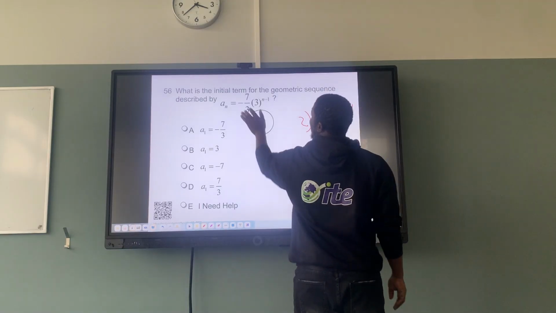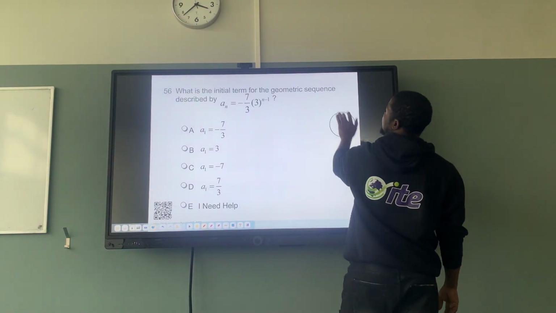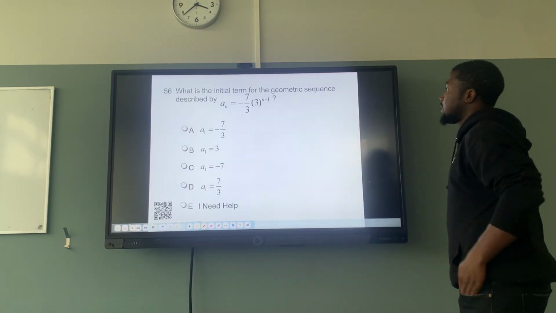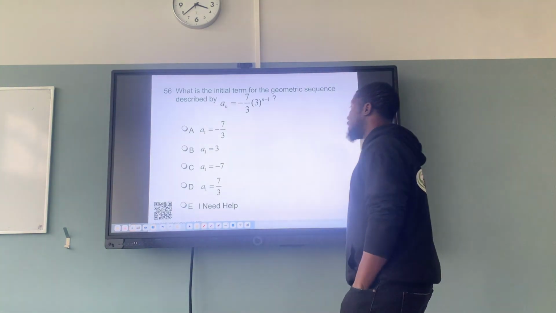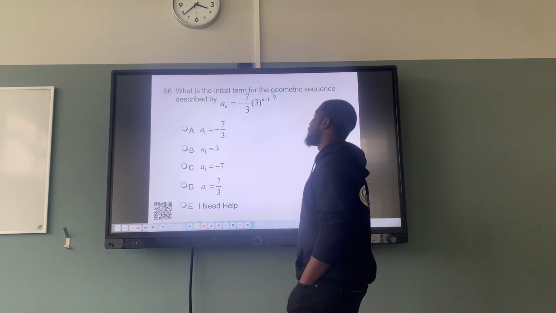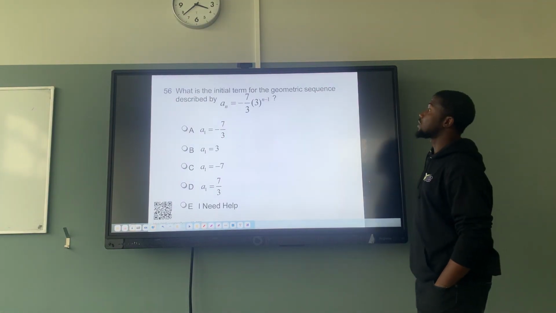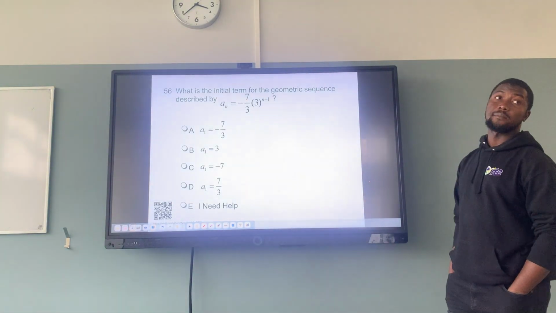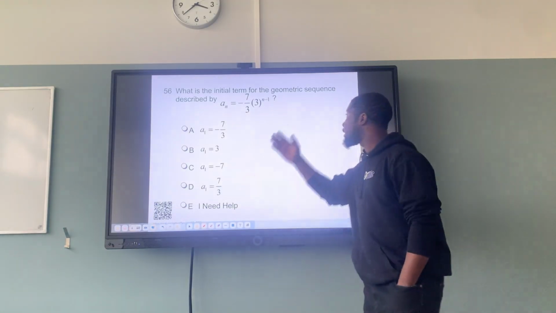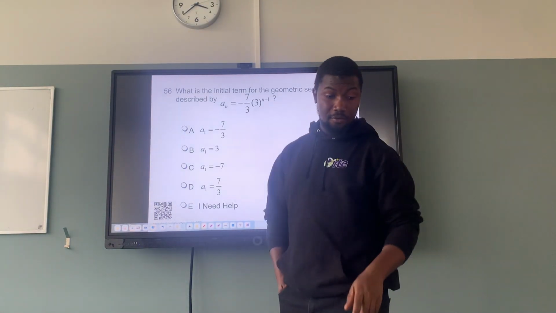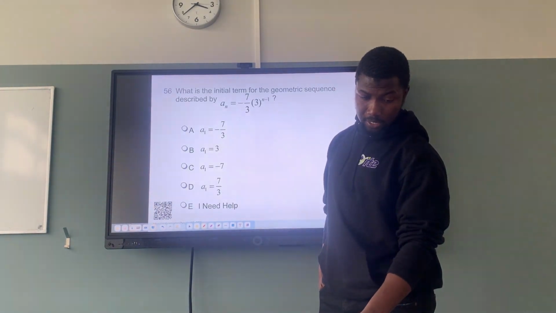Which is the initial term of the geometric sequence? Initial means the first. So the initial term is the first term. And always we said the first term is multiplied by the common ratio to the power n minus 1. So the first term here should be minus 7 over 3, which is option A.